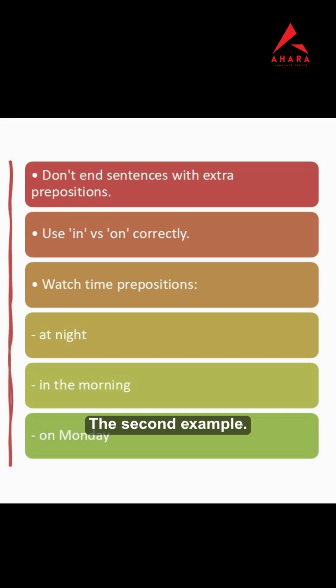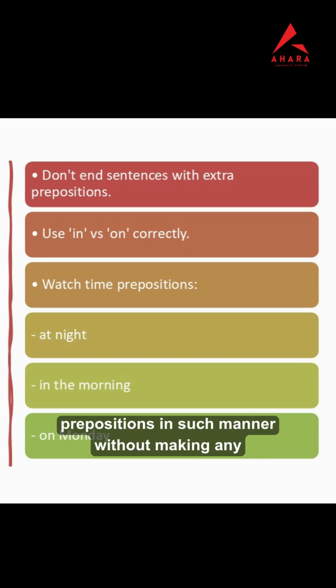The second example, don't confuse in and on. We mistakenly use on instead of in and in instead of on. See this. In a box. It indicates inside. On the table. It indicates the surface. The thing is on the surface. Watch prepositions with time. We have to be careful in these scenarios. At night. In the morning. On Monday. So we have to use the prepositions in such manners without making any mistakes.